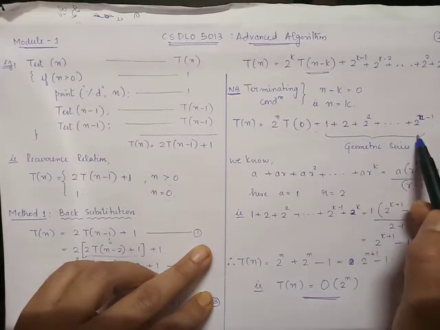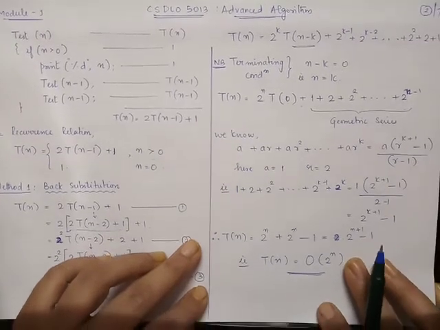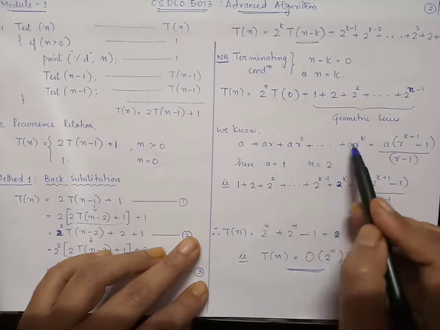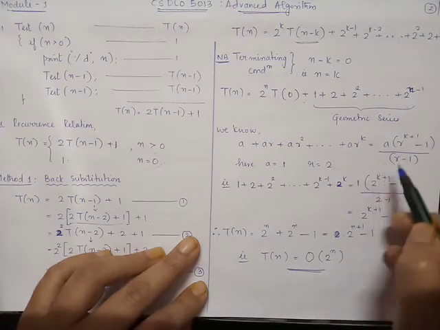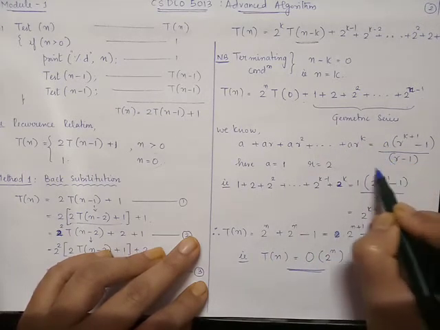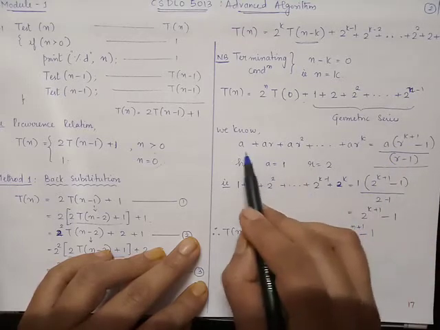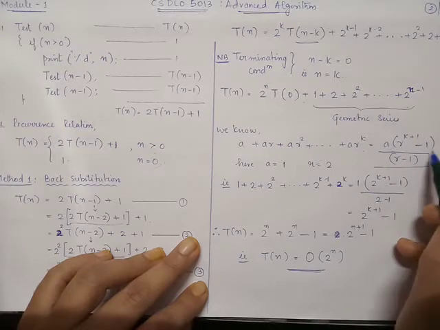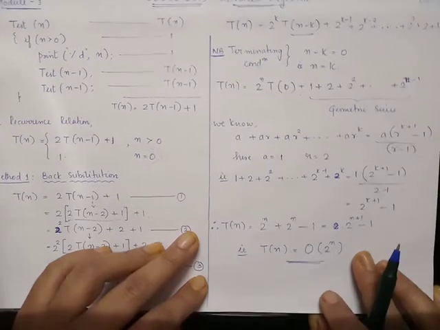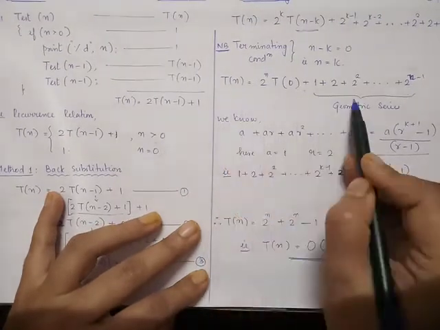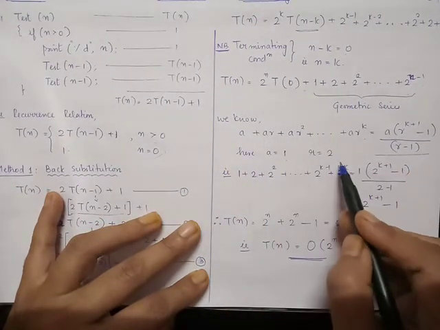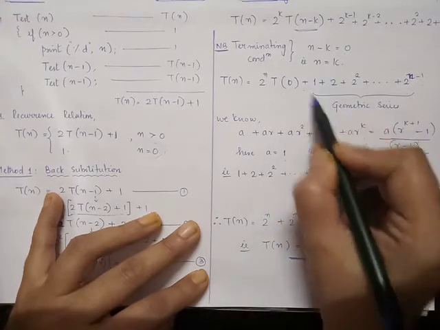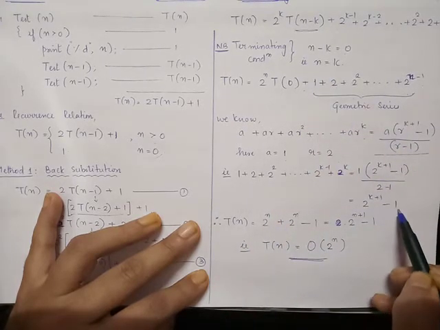After writing this, we can observe that it is a geometric series of the form a plus ar square plus etc. plus ar raised to k. The solution for this series is a times r raised to k plus 1 minus 1 by r minus 1. Here a is equal to 1 and r is equal to 2. So when we substitute it, we get the value of this part as 2 raised to k plus 1 minus 1.